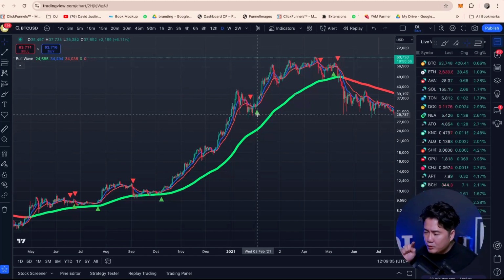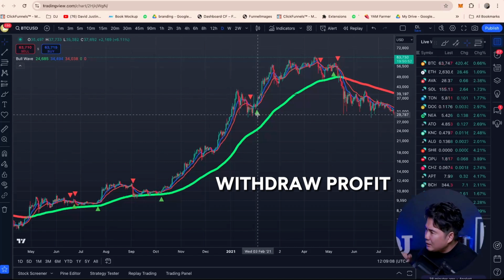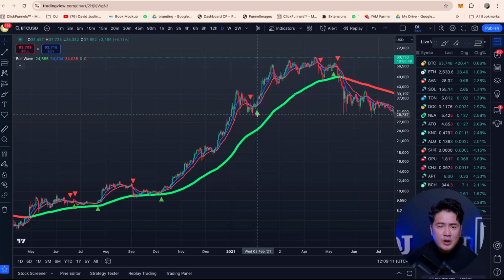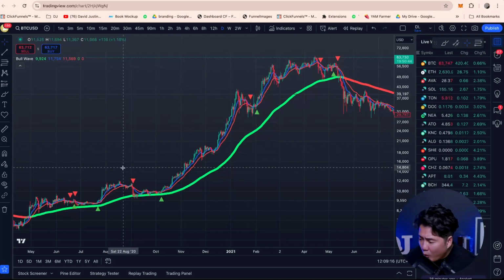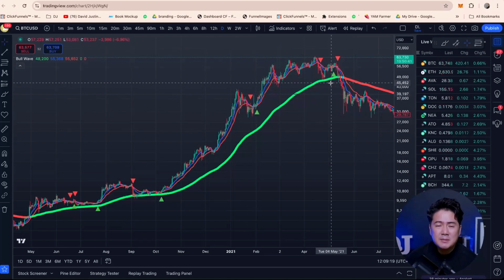Because this is the time for you to withdraw some profit. At the same time, you need to pump back your profit because the wave is still here. The bull is still here. You know about the cycle. When you know about the cycle, you hold it like this, you make 4x as a minimum.